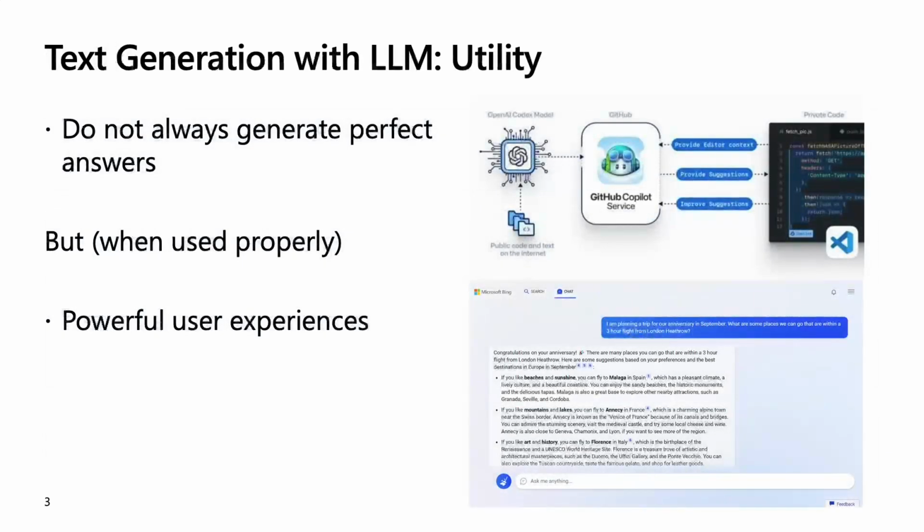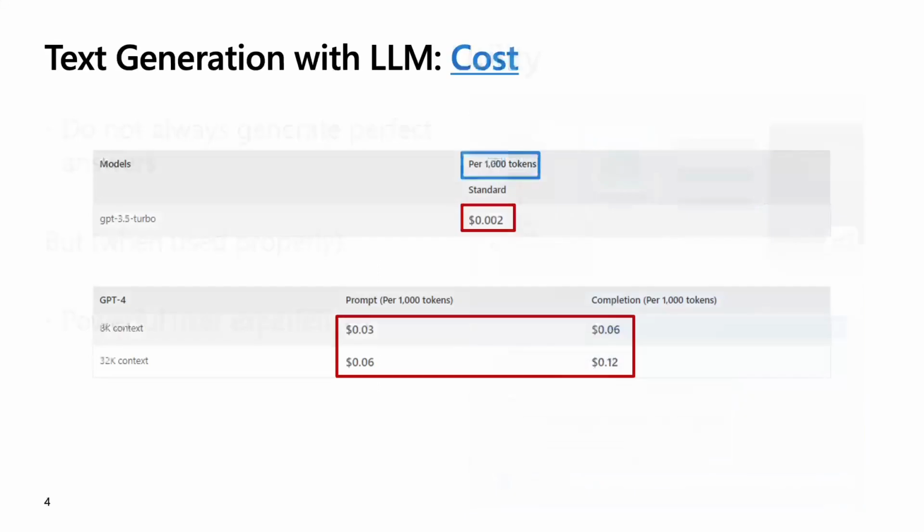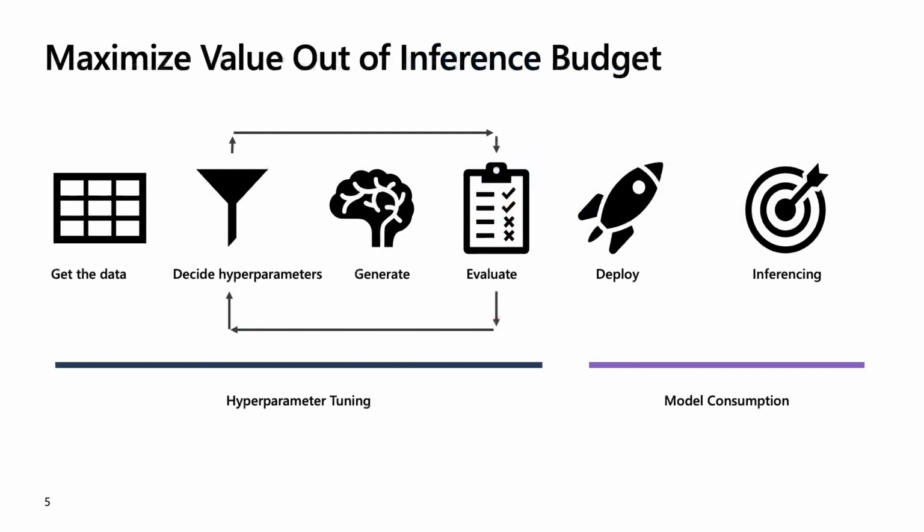No one here would doubt the usefulness of text generation with LLM. What's interesting about the LLM is that even though they don't always generate perfect answers, they can be used to build very powerful user experiences already. The other side of the story is that the monetary cost of using LLM is a concern for various reasons, such as profitability. Therefore, we need to find a balance between utility and cost. For example, there are smaller and cheaper models like GPT 3.5 Turbo, but they are less reliable for difficult tasks such as code generation. Larger language models are more capable but also more expensive.